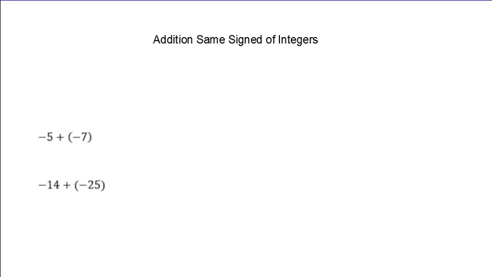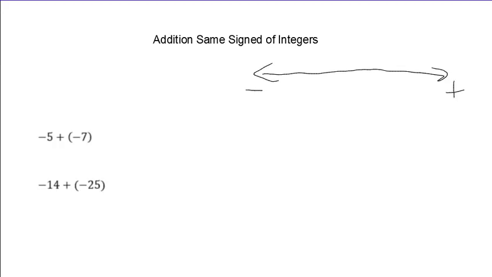And so what's going to happen here, if you think about the number line, so here's my number line, and if you remember on the number line, we've got positive numbers this way and negative numbers this way. When integers have the same sign, that means they're moving in the same direction on the number line.